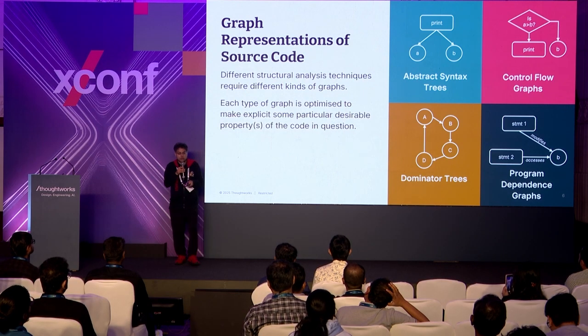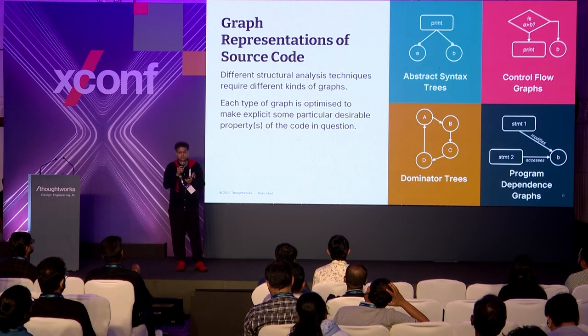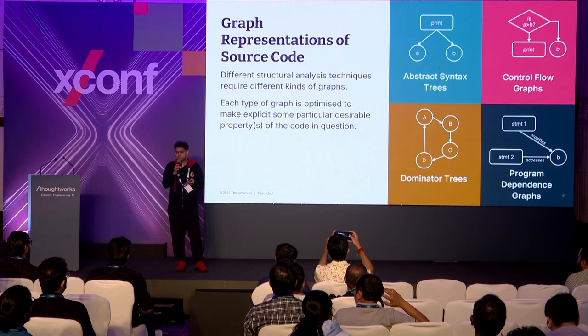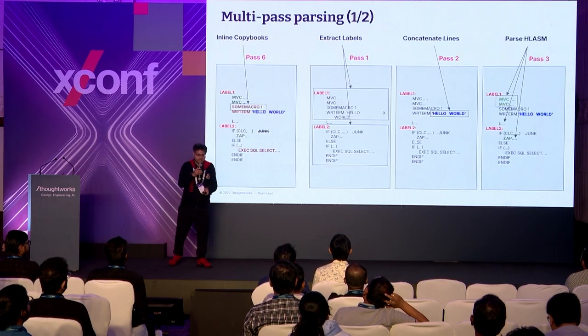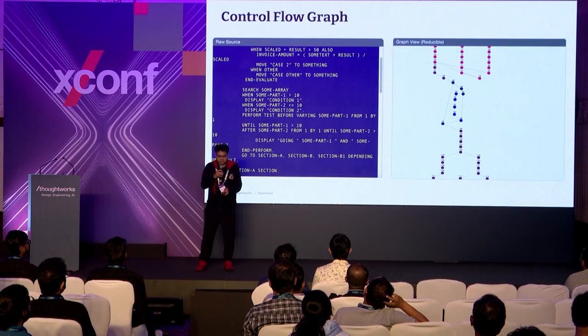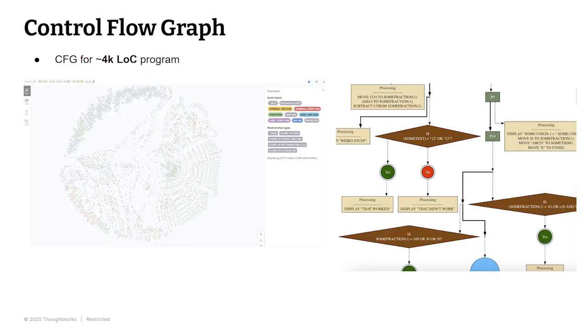The second kind of graphs that we usually deal with are control flow graphs. Very simply, control flow graphs are nothing more than flowcharts. So here is an example of a control flow graph. On the right side, you are seeing what it would look like formatted for human readability. On the left side, you are seeing essentially the same thing represented as a graph, without all the pretty formatting. This is for a 4,000, 5,000 line program. So as you can see, control flow graphs can be really big.